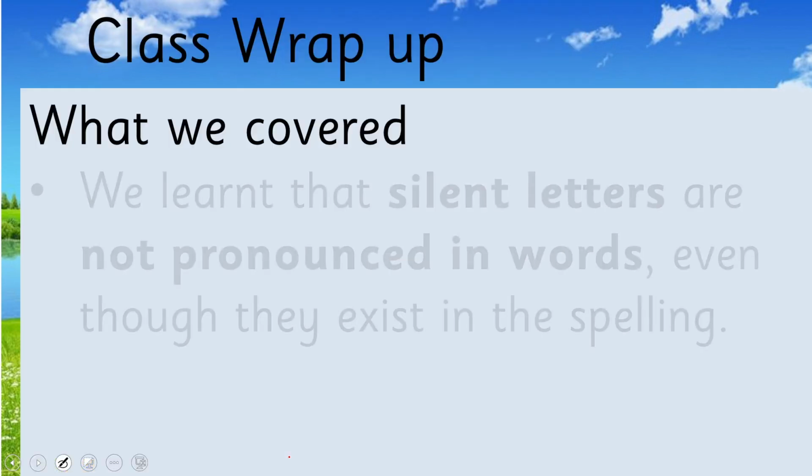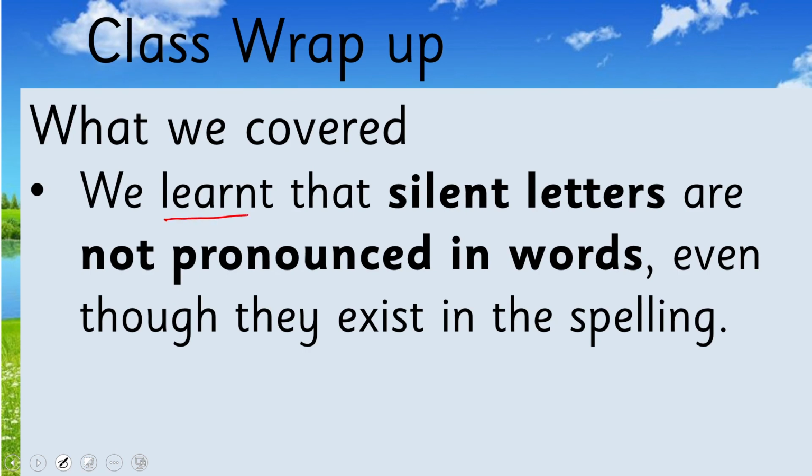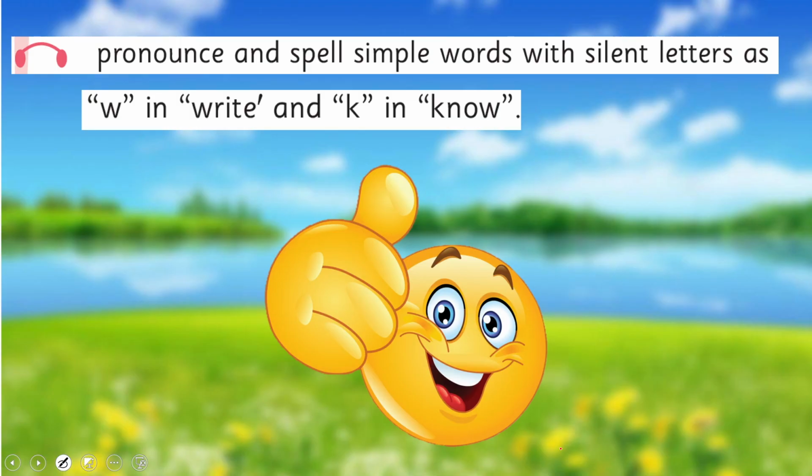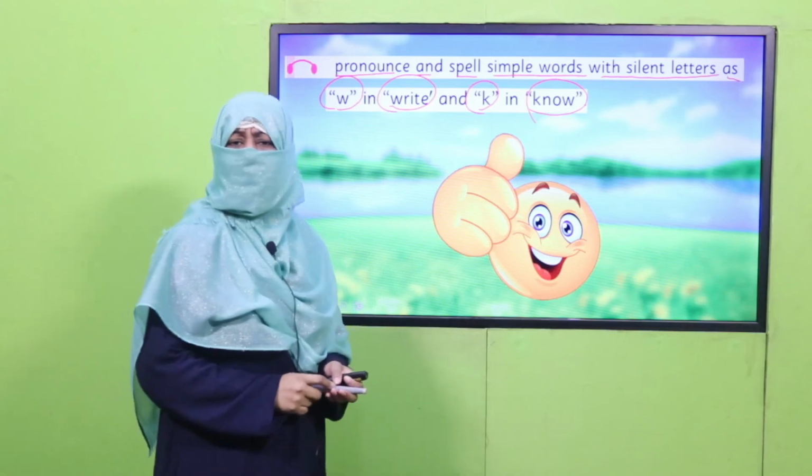And what we have learned today, we learned that silent letters are not pronounced in words even though they exist in the spelling. And we practiced saying and writing words with silent K and W. In this way, we achieved our today's SLO, that is to pronounce and spell simple words with silent letters as W in write and K in know. Are we done with it?